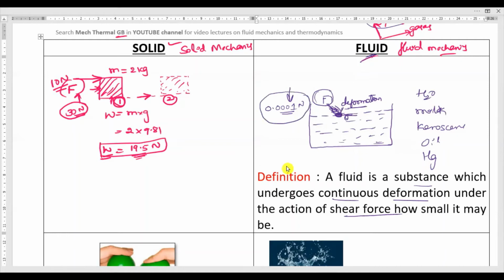But it is not the same in the case of a solid. To get a deformation in a solid, to move one point to another point, the applied force on the body should be more than the weight of the solid. But here, the weight of the liquid is there, but the amount of shear force you applied is too less. It is a negligible amount of force you applied on the surface, even though it is getting some deformation.